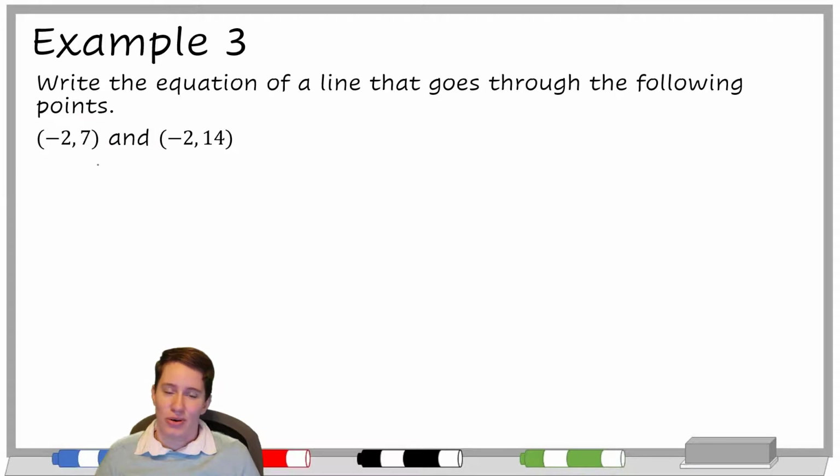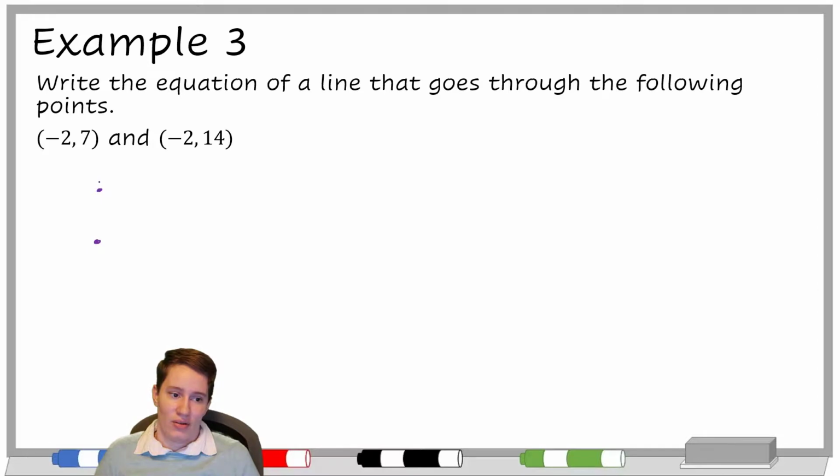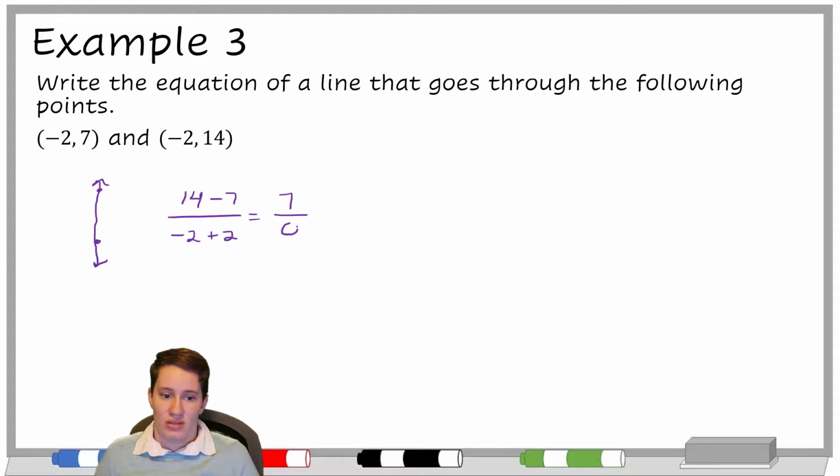Here's the deal. If both of our points have -2 for our x value, then that means that they are lined up vertically, which means we have a vertical line, which means we actually can write this right away. And in fact, if we don't realize that and we do our slope formula, we're going to run into an issue, because we're going to have 14 minus 7 over -2 plus 2, which is 7 over 0. We cannot divide by 0, so we get undefined. And when we get undefined, we can't plug it into a formula. We just have to know that it's x equals a number.